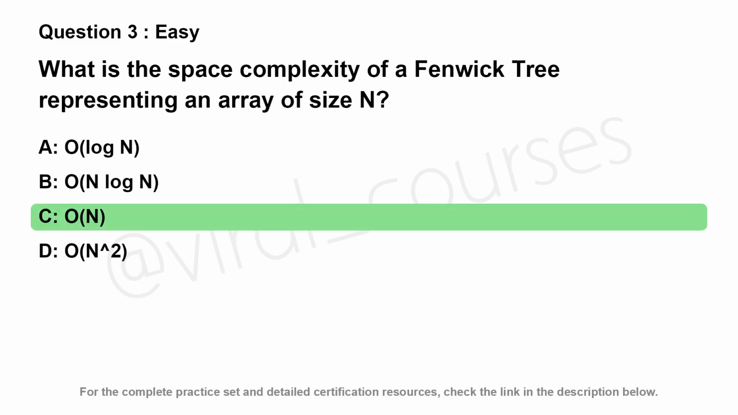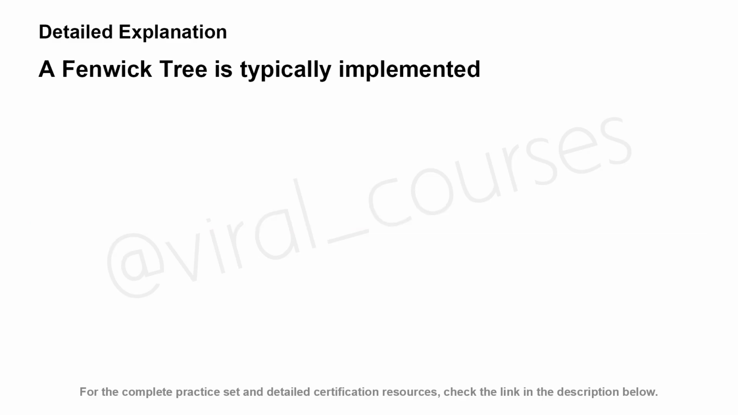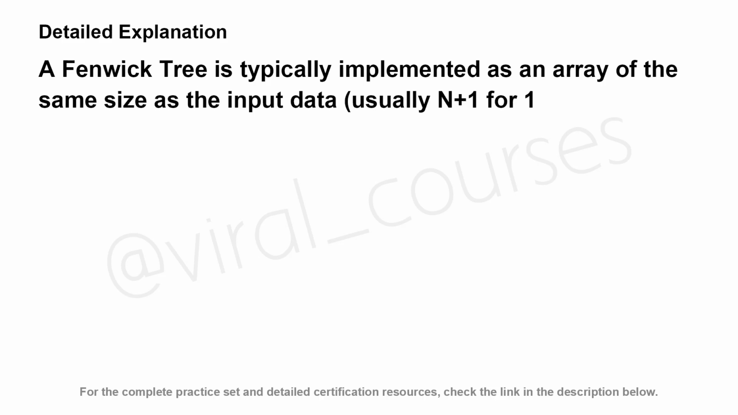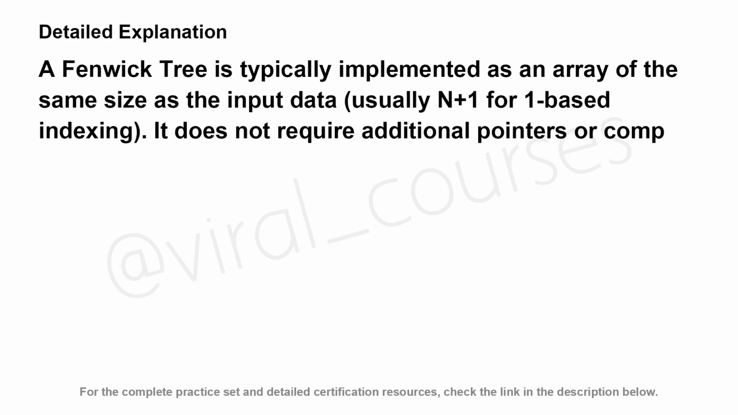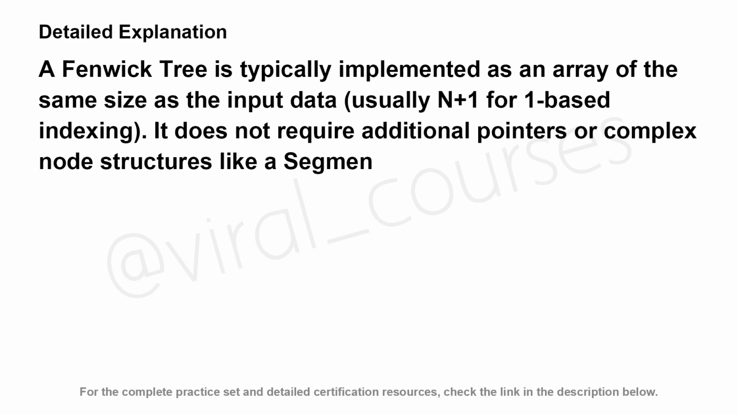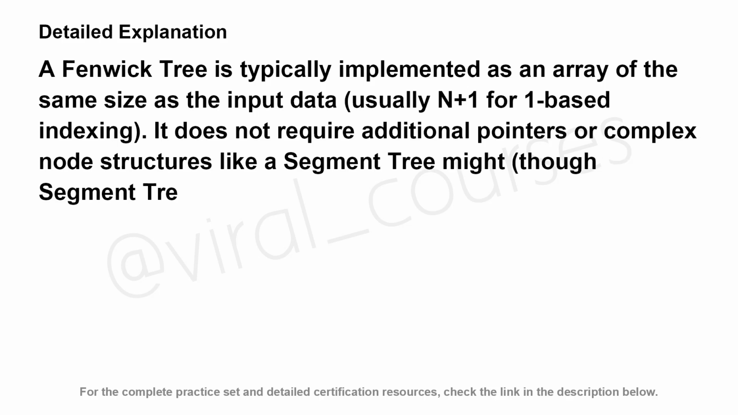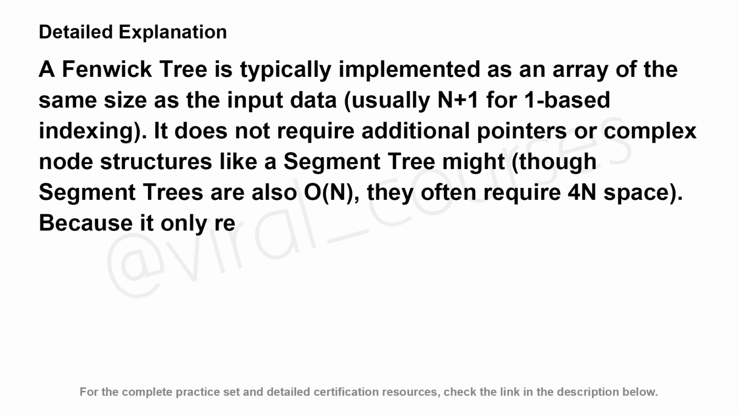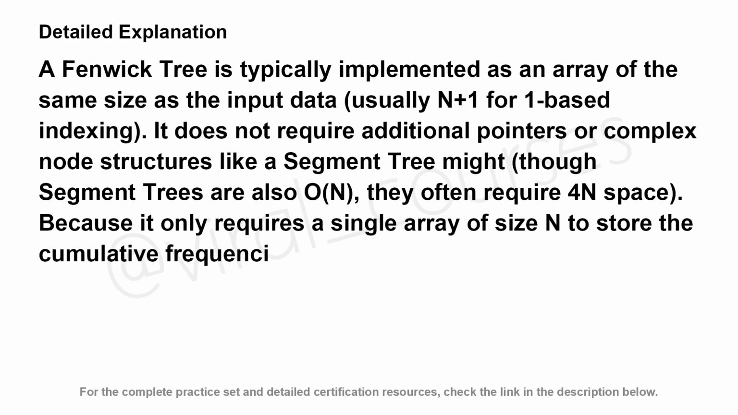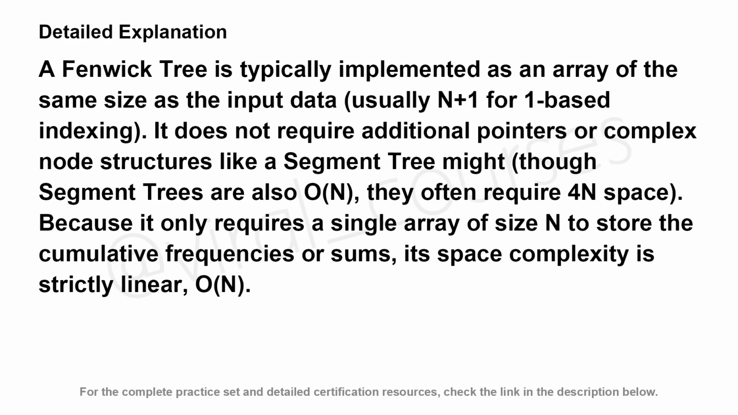The correct answer is C. A Fenwick tree is typically implemented as an array of the same size as the input data, usually n+1 for one-based indexing. It does not require additional pointers or complex node structures like a segment tree might. Though segment trees are also O(n), they often require 4n space, because it only requires a single array of size n to store the cumulative frequencies or sums. Its space complexity is strictly linear, O(n).